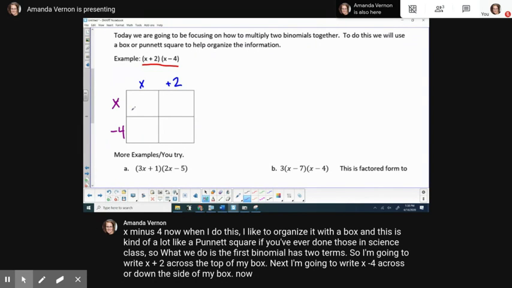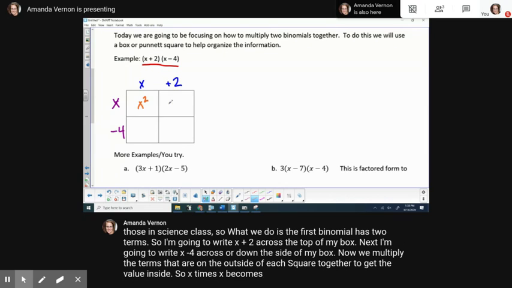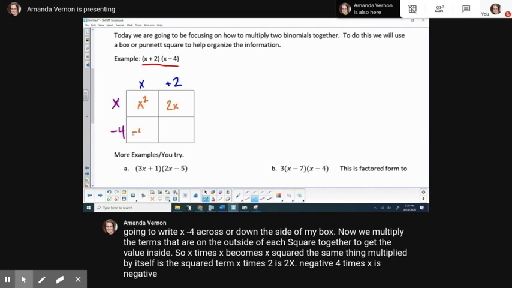Now, we multiply the terms that are on the outside of each square together to get the value inside. So x times x becomes x squared. The same thing multiplied by itself is a squared term. X times 2 is 2x. Negative 4 times x is negative 4x. And negative 4 times 2 is negative 8.